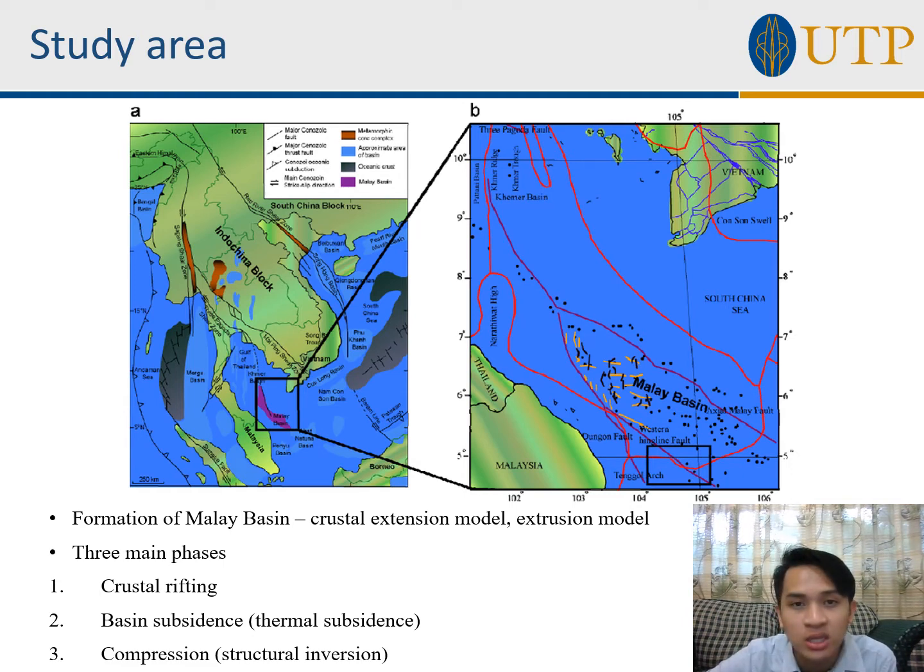The tertiary tectonic evolution of the Malay Basin has been widely accepted to comprise three main phases. The three main phases are crustal rifting, followed by basin subsidence, and then compression. The study concluded that the first phase occurred before 30 million years ago. The second phase, which is the basin subsidence, was formed 30 million years ago to 14 million years ago, and the third phase lasted from 14 million years ago till the present.